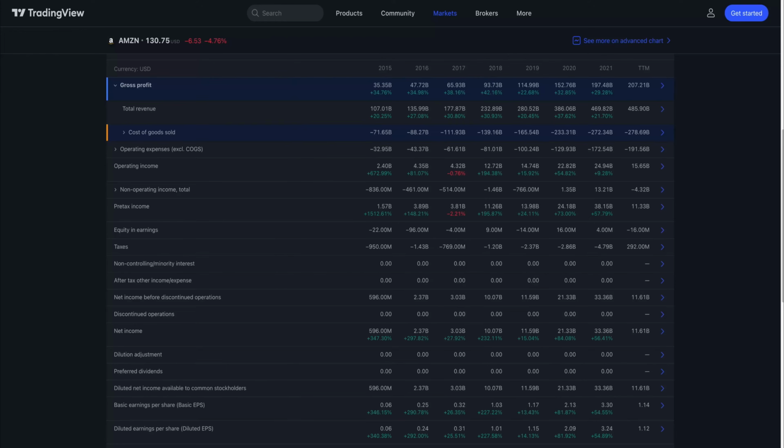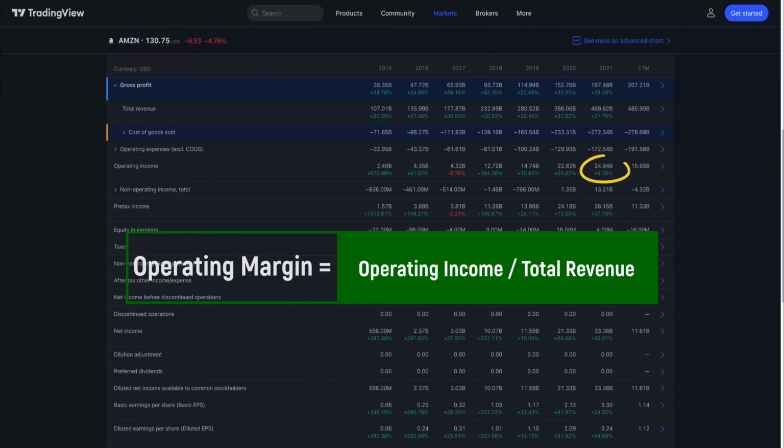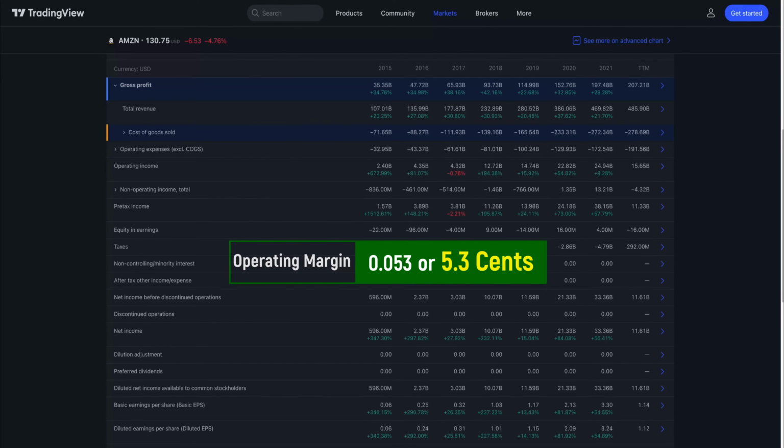The other metric to calculate is the operating margin, which measures how much profit a company makes on a dollar of sales after paying for variable costs of production, such as wages and raw materials, but before paying interest or tax. To calculate that, you need to divide the operating income with the total revenue. In our case, these numbers are 24.94 billion and 469.82 billion. The number we get after we do that calculation is 0.053. That means that for every dollar of sales, Amazon makes 5.3 cents.